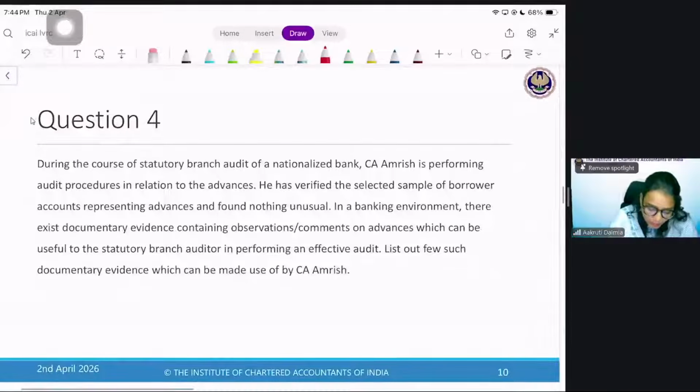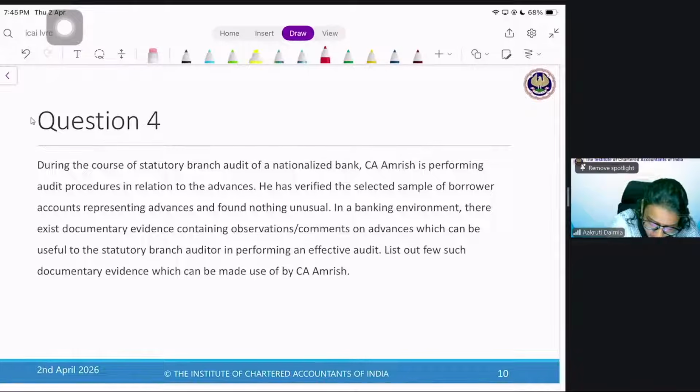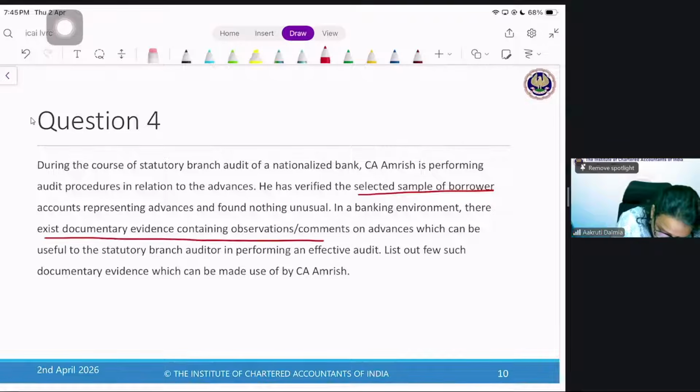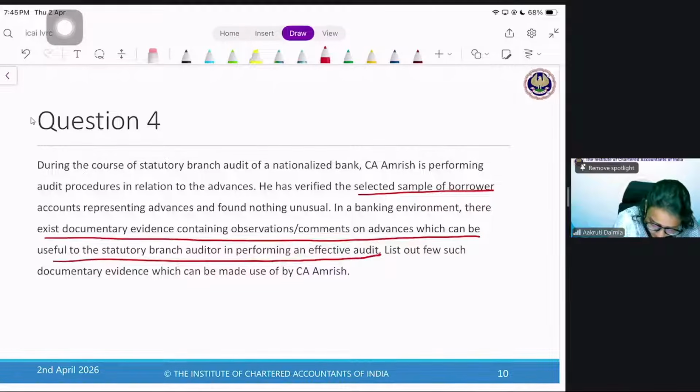During the course of statutory branch audit of a nationalized bank, CA Amrish is performing audit procedures in relation to the advances. He has verified the selected sample of borrower accounts representing advances and found nothing unusual. In a banking environment, there exists documentary evidence containing observation comments on advances which can be useful to the statutory auditor in performing an effective audit. List out such documentary evidence.